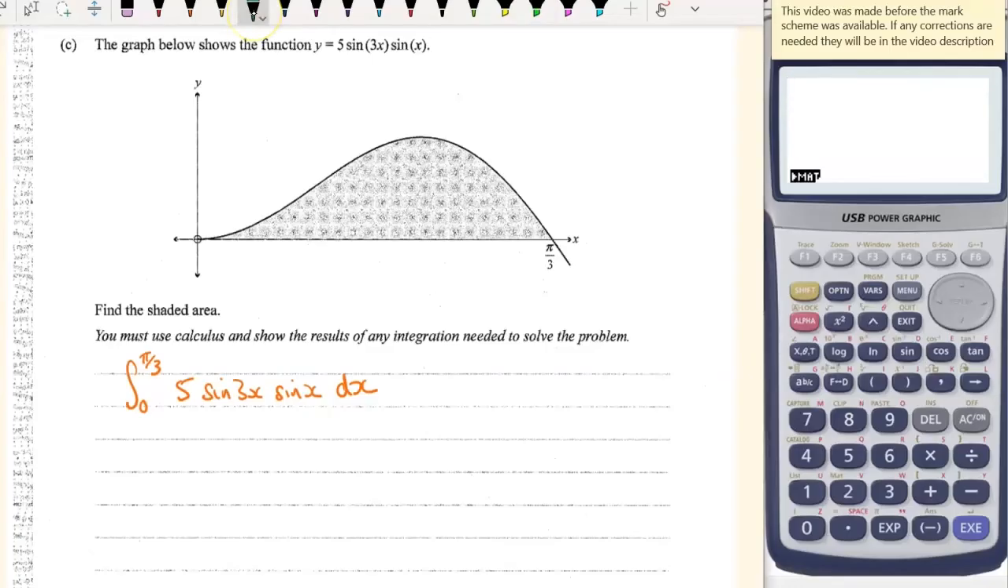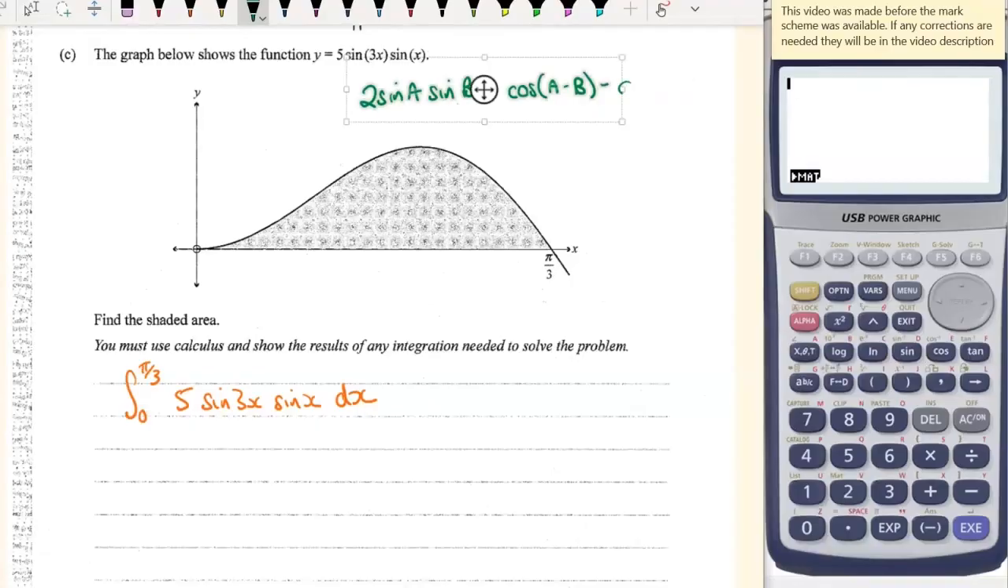pieces. So the rule on the formula sheet says 2 sine A sine B equals cos of A minus B, minus cos of A plus B. So putting that into what we have here, first I need to divide the 5 by 2, because this will be a 2 times thing. So this is equal to 2.5 times 2 sine 3x sine x.